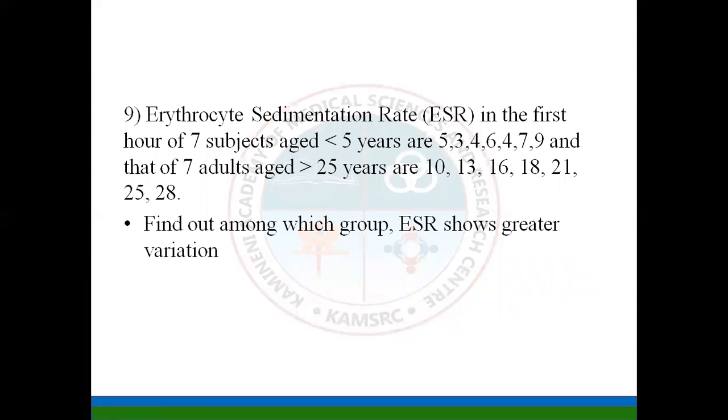Question number 9. ESR, erythrocyte sedimentation rate in the first hour of 7 subjects aged less than 5 years are 5, 3, 4, 6, 4, 7, 9, and that of 7 adults aged more than 25 years are 10, 13, 16, 18, 21, 25, and 28. Find out among which group ESR shows greater variation.